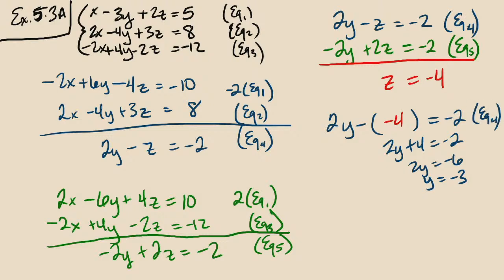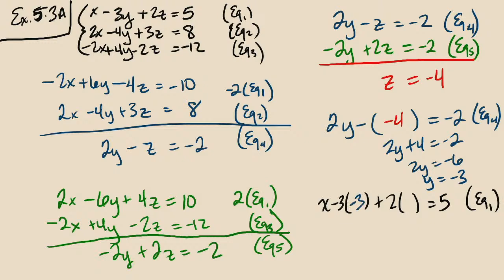And now I need to solve for x. Well, equation 1 already has x by itself, so let's go ahead and use that. So I'm going to have x minus 3 times y plus 2 times z, and this equals 5. And again, this was equation 1. Plugging in y, we know that that was negative 3.